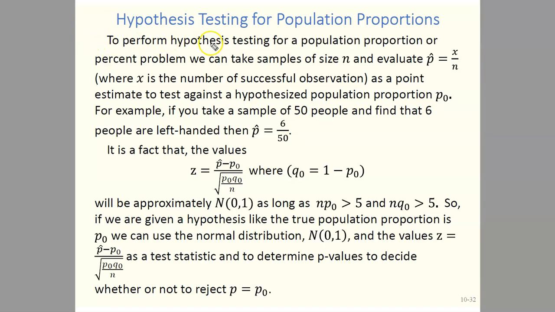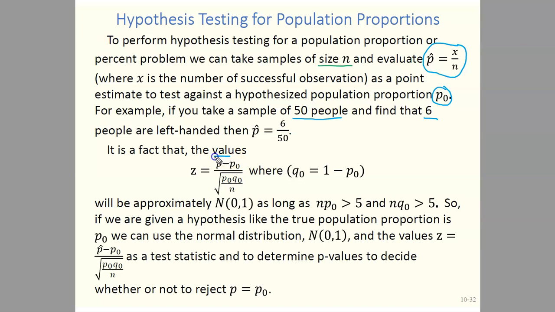Now, to perform hypothesis testing for a population proportion or percent problem, what you want to do is take a sample of size n and evaluate the quantity p hat, which is x divided by n, where x is the number of successful observations in your sample of size n. And you want to use that p hat as a point estimate to test against a hypothesized population proportion p0. So for example, if you take a sample of 50 people and you find that 6 of them are left-handed, then your point estimate p hat would be 6 divided by 50. And you would use this to test against a hypothesized population proportion of, perhaps, 0.1.